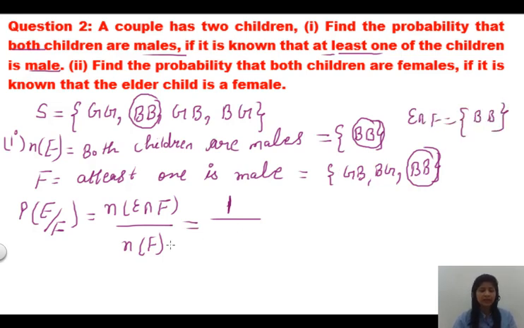Now applying the formula and placing the value, number of elements in F is 3. So for the first part, the answer will be 1 by 3, which is probability of both the children being male, given that at least one of the children is a male. Similarly, you are going to do the second part. I think that can be done easily. Let us move to the next question now.